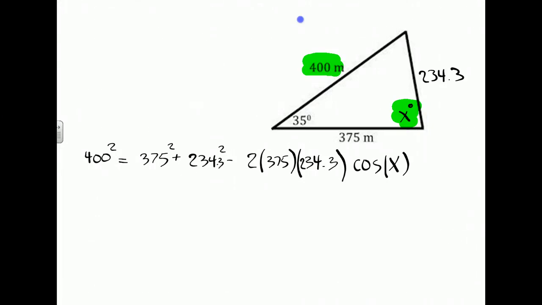So the difference between this and the last example is that my missing value, the variable I'm solving for, is essentially the angle. It's attached to the cosine of x, the angle.